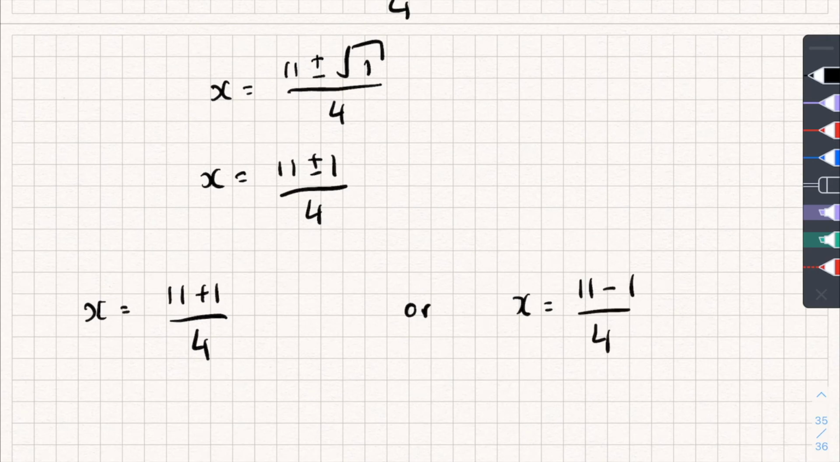Okay, so if we do 11 plus 1 divided by 4, then we get 11 plus 1, which gives us 12 divided by 4, leaves us with 3. Or we can do 11 subtract 1, which leaves us with 10 divided by 4, gives us 5 over 2, which is equal to 2.5. So that should be everything you need to know for the quadratic formula.